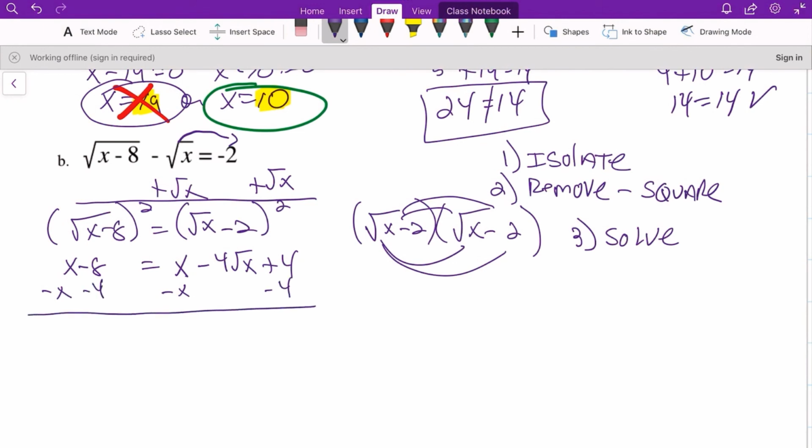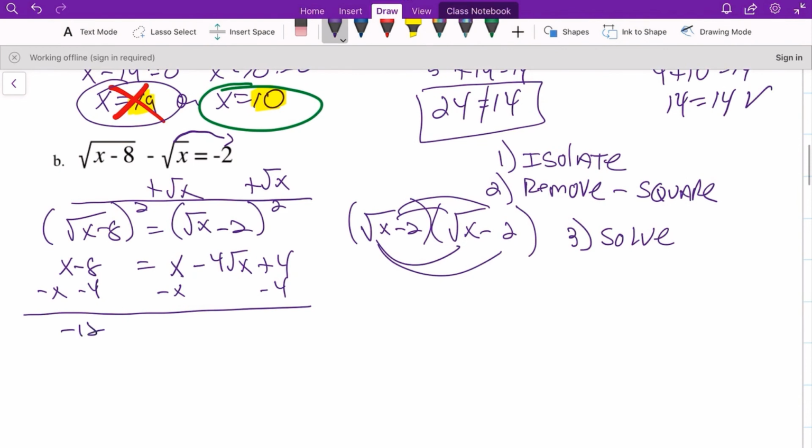All right, because even though we removed the radical on the left side, we still had this radical left on the right side. So basically we're at step 1 again. So this is going to leave me negative 12 after we combine terms equals, these x's will cancel, and then the 4's will cancel. We'll have negative 4 times the square root of x.